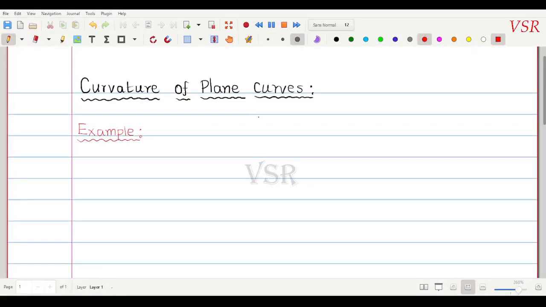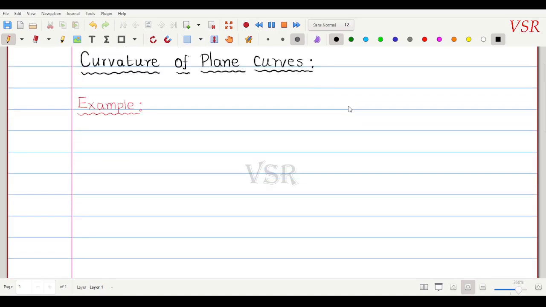Dear students, see some examples of how to find the curvature of a plane curve. Okay, so the easiest example is the circle. Okay, so I will write it.